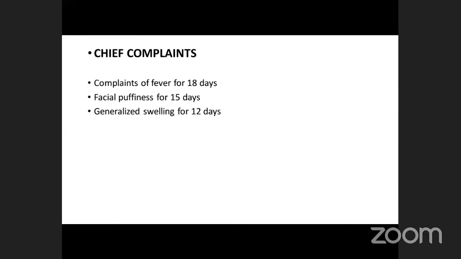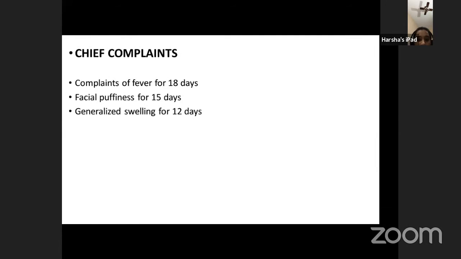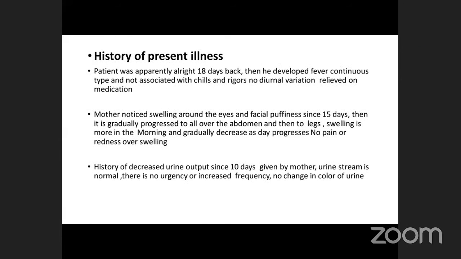The child was brought with the complaints of fever for 18 days, facial puffiness for 15 days, and generalized swelling for 12 days. Okay. So that's fine. Go ahead. History of present illness. The patient was apparently alright 18 days back. Then he developed a fever, which is continuous type, and it is not associated with any chills or rigors. There is no diurnal variation. It relieved on medication.